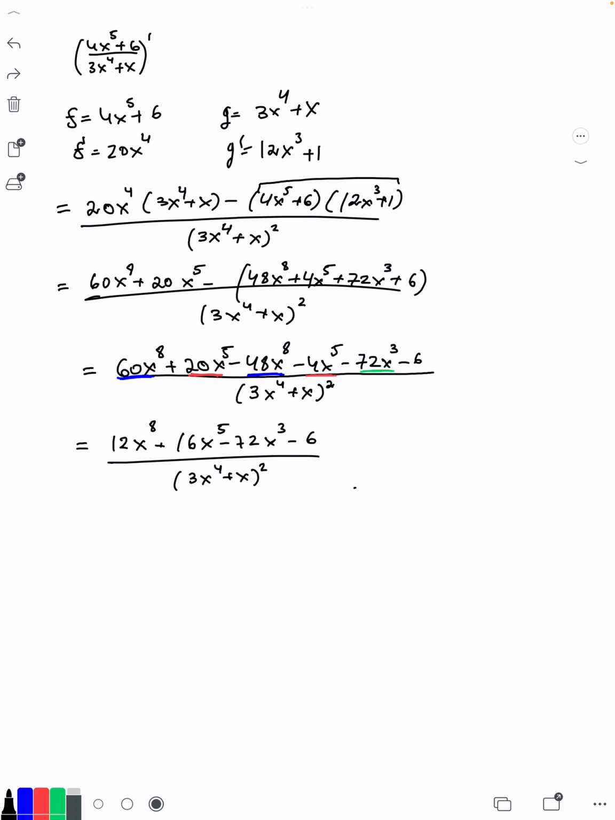That is the answer. So it is very important to memorize this rule because, again, our future questions will be based on that. Make sure you write down f prime multiplied by g first, and then minus f multiplied by g prime. And do not forget that it is divided by g to the power of 2.